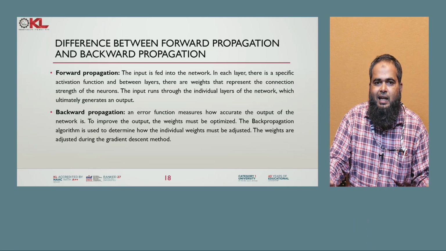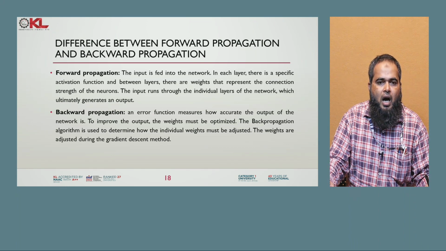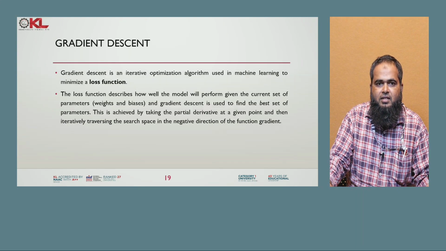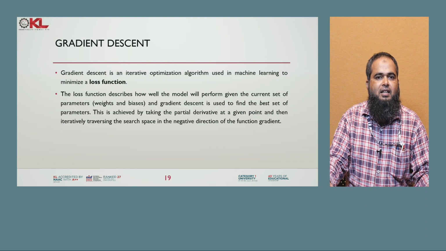That means there is an error function that measures how accurate the output of the network is. To improve the output, the weights must be optimized. The back propagation algorithm is used to determine how the individual weights must be adjusted. The weights are adjusted using the gradient descent method. And what is the gradient descent method?